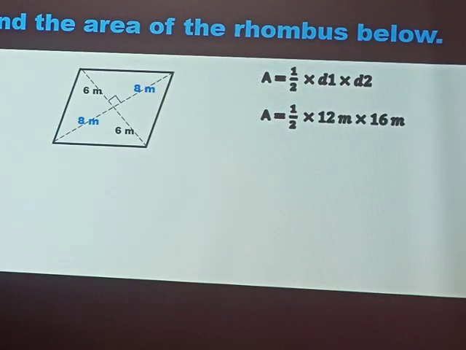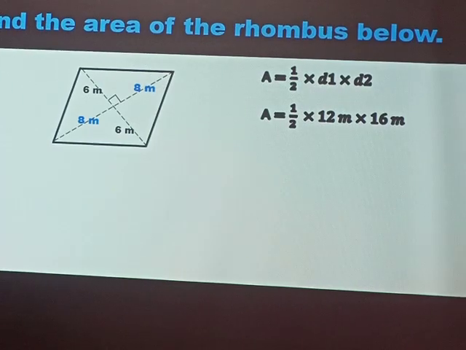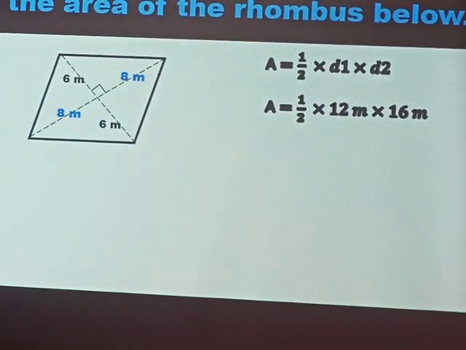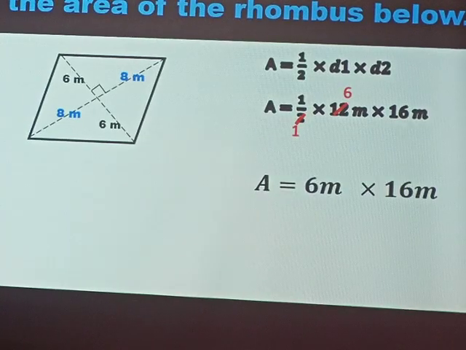You can see I have a half times 12 meters times 16 meters. I should now divide. 2 divided by 2 gives me 1. 12 divided by 2, what do I get? The answer is supposed to be 6. It has come. What am I remaining with? I'm remaining with 6 meters times 16 meters.